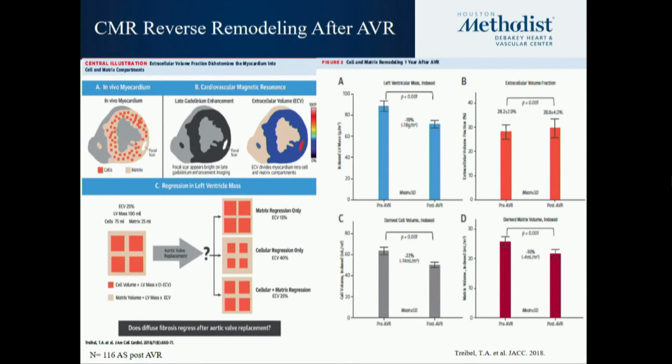This is mainly driven by a higher ratio of the derived cell volume decreasing more than the derived matrix volume, or the extracellular volume. And this is important because this tells us that the myocardium is composed of the cell volume and the matrix volume, which is the indexed ECV, and that in these patients post-AVR, this process can reverse and potentially can be measured by MRI.